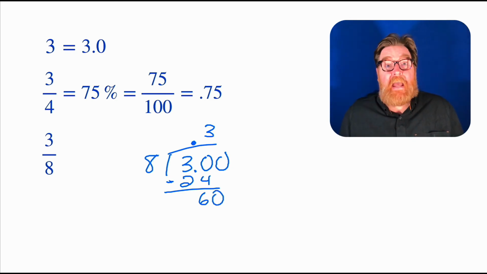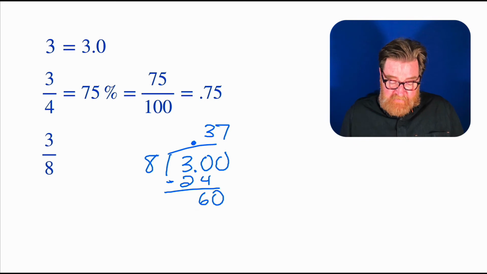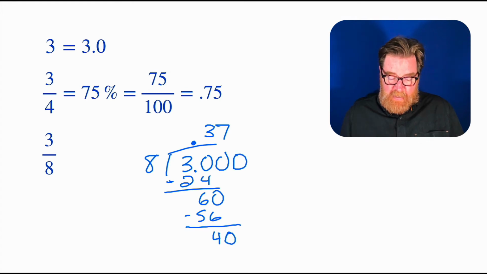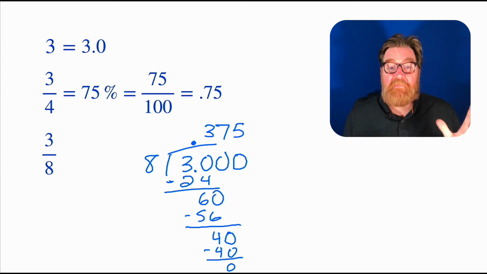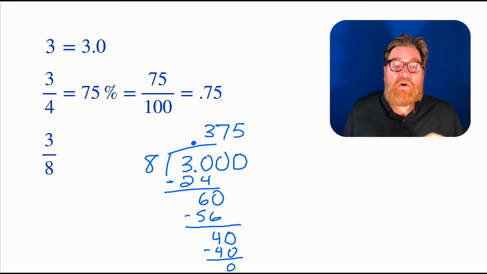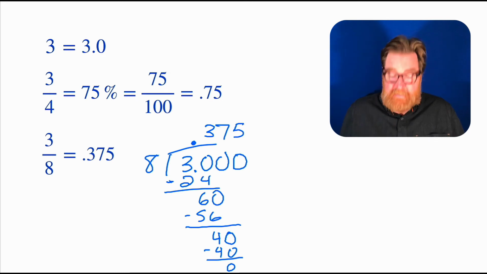Bring that down. 8 goes into 60. Yep. 7 times. Subtract that. Okay. Not done dividing. So let me keep going. And 8 goes into 40 5 times. Ooh, and look at that. I get 0. I'm done. So 3/8 is really 0.375 as a decimal. Looking okay?